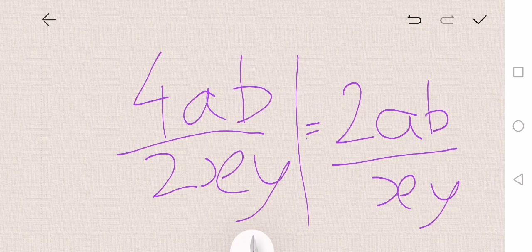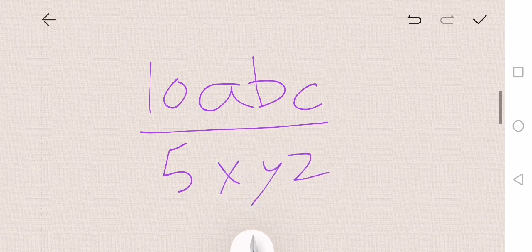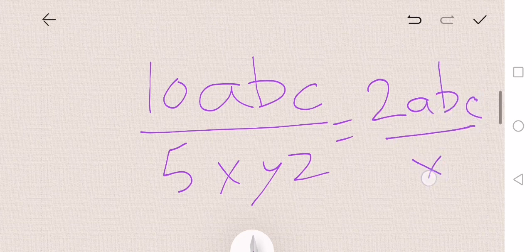Are you confused? Let's do one more. So if someone says 10abc and, let's say, 5xyz, what are you going to do? 10 divided by 5 is 2. So write down 2. But look, nothing matches. So write down abc at the top as it were, and divide them by xyz.